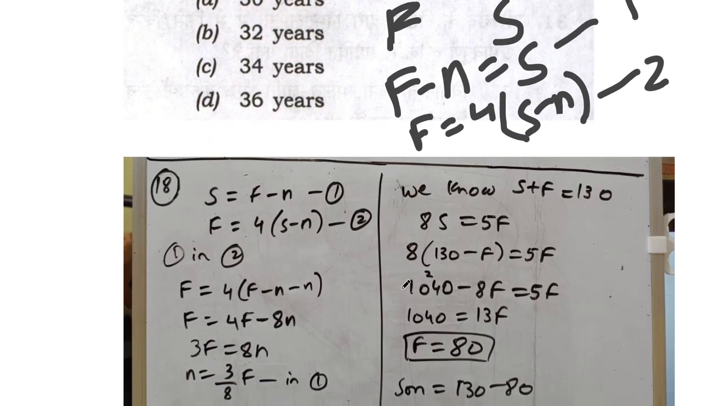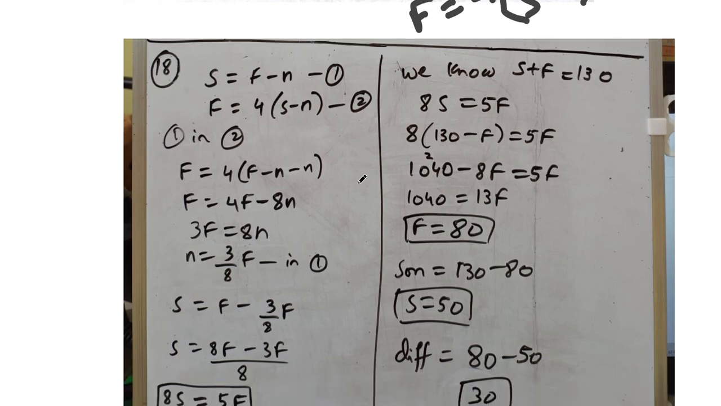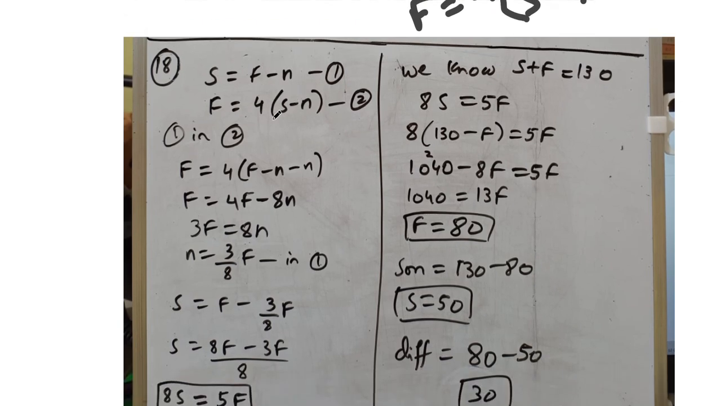We got two equations here, equation 1 and equation 2. How to write this I told you already. Now put equation 1 in equation 2. How? Wherever there is an f, substitute the value of s here.